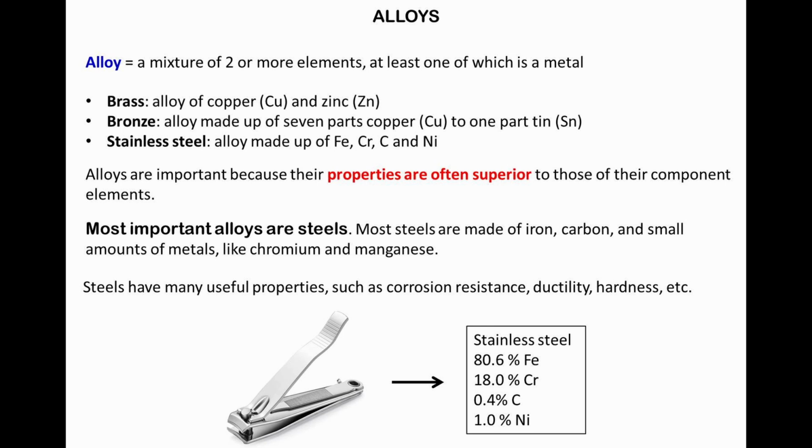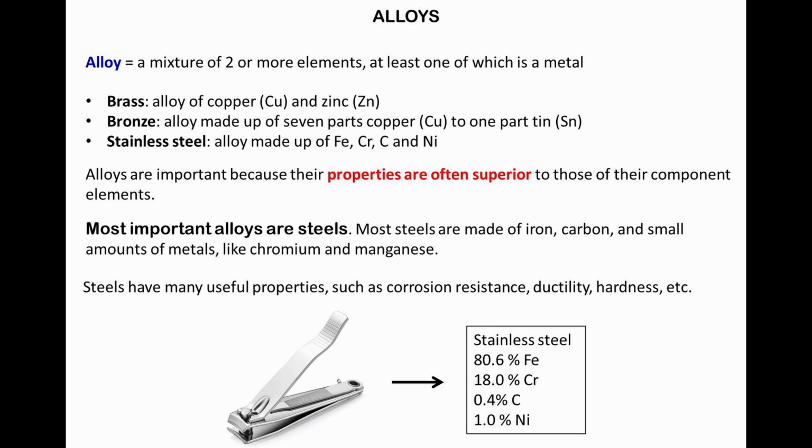There are many metallic items, but very few are made out of a single kind of metal. Instead, most of the metals we use are alloys. An alloy is a mixture of 2 or more elements, at least one of which is a metal. Alloys are important because their properties are often superior to those of their component elements. Here are a couple of examples.